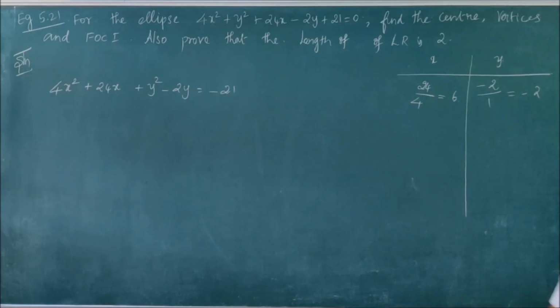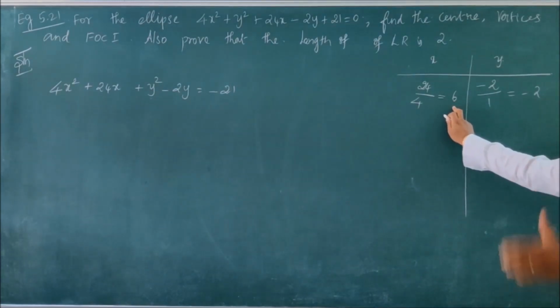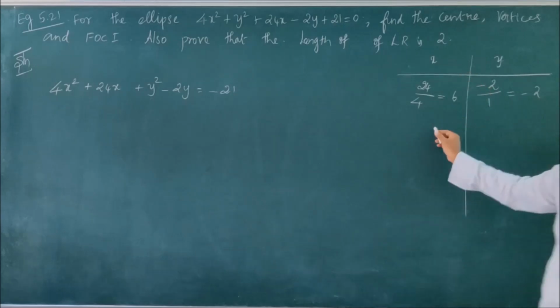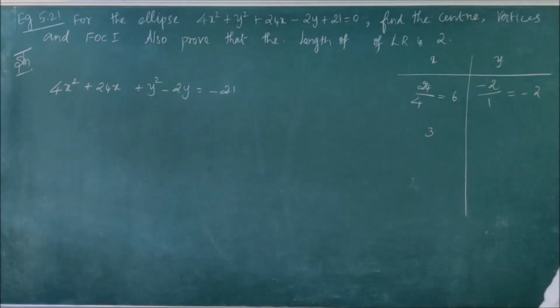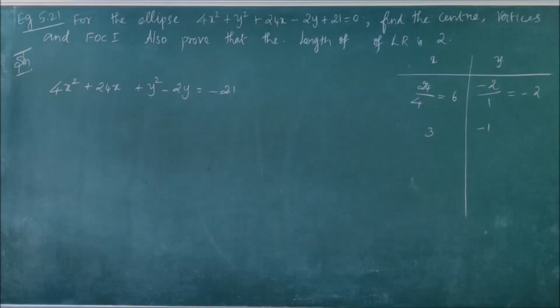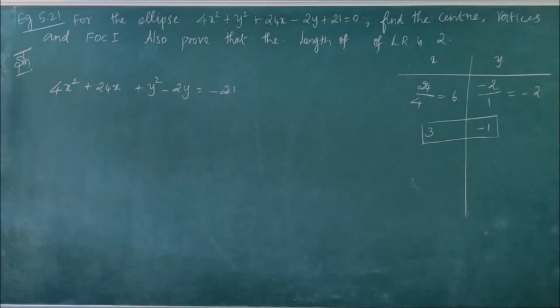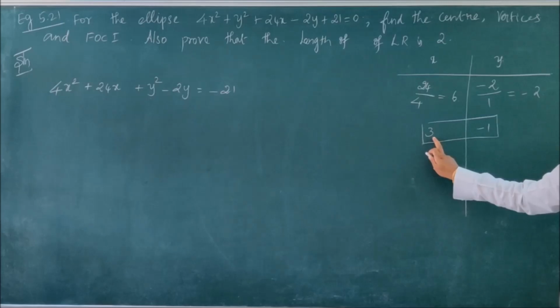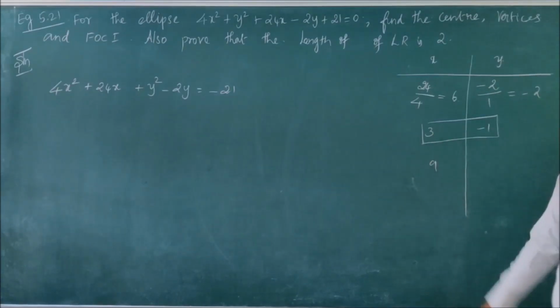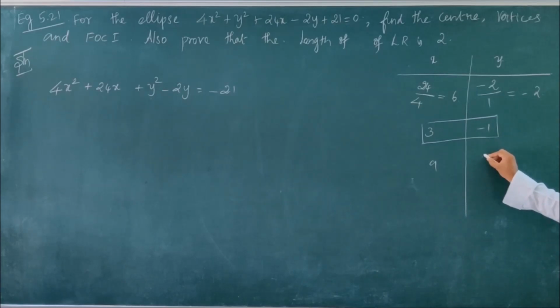In the next step, you have to halve this number. If it is 6, the half of the number is 3. Here the half of minus 2 is minus 1. Keep these things in mind. This has to be included. Next, you have to square this number. When you square 3, you get 9. When you square minus 1, you get plus 1.